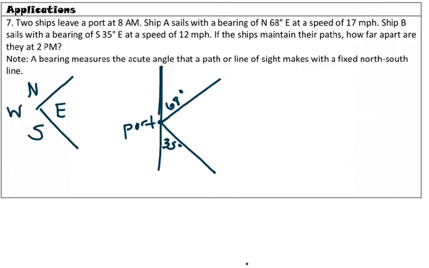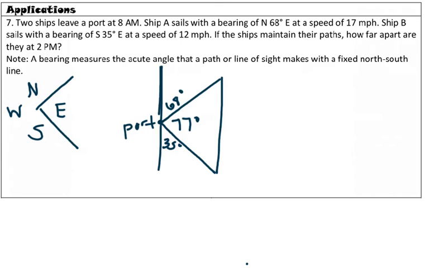And then if you don't know what a bearing is, a bearing measures the acute angle that a path or a line of sight makes with a fixed north-south line. So that's exactly what we have drawn in our diagram. Also, remember that all 3 of these angles have to add to give me 180. So 180 minus 68 minus 35 gives me an angle of 77 degrees. This is important because when I make a triangle, now I know that that angle is 77 degrees.